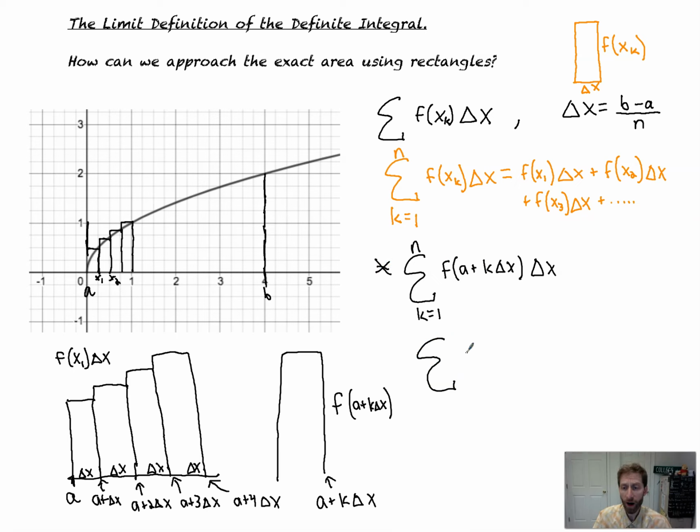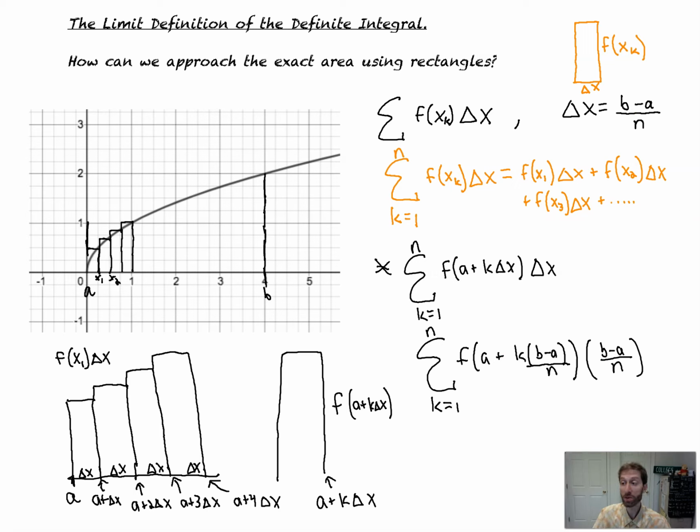Now, from here, I've got f of a plus that k. But the question is, what's delta x? Delta x is b minus a over n. So it's always going to be the end point there, b minus a over n, like that. That's your delta x, just plugging it in. Remember, we're starting at k equals 1, going to n, and then delta x again is b minus a over n. And that's it. If you can remember this and this, we can always build here.